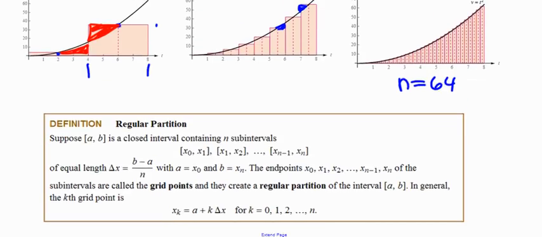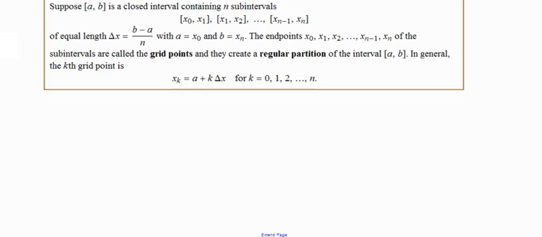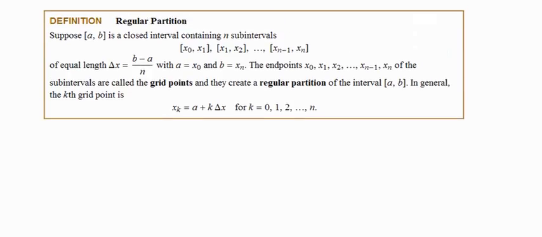So we have here as our definition regular partitions. And in order to find this, we're saying it's delta x, how our x values change along the x-axis for each partition. We're going to say that delta x, and it's written here, on the interval endpoints, is b minus a divided by the number of intervals we want to find. So it has in there all the correct sub-notations that we could use. Subintervals are called the grid points, and they create regular partitions on this interval.